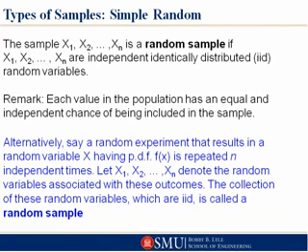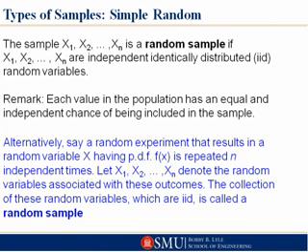Types of sample. We'll start with a simple random sample. Sample x1 through xn is a simple random sample if the x1 through xn are independent, identically distributed, IID, you'll see this quite a lot, random variables.